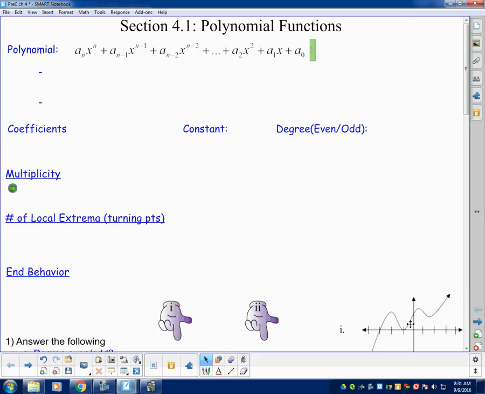So this polynomial is made up of exponents which are natural numbers. The exponents here are n, n minus 1, n minus 2, and it goes all the way down to x to the first, and then a naught, and we'll talk about a naught in a minute. The standard form of a polynomial is written so that the highest power term is first, like with the quadratic equations we've been looking at.